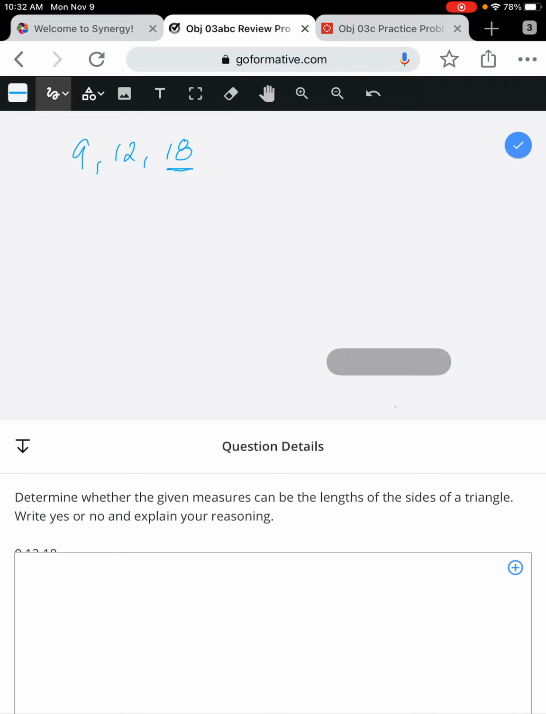You know that one side of a triangle has to be greater than the difference, always biggest minus smallest, and less than the sum of the other two sides.